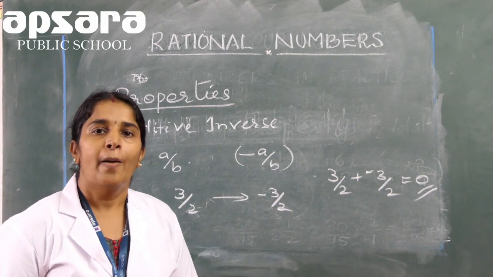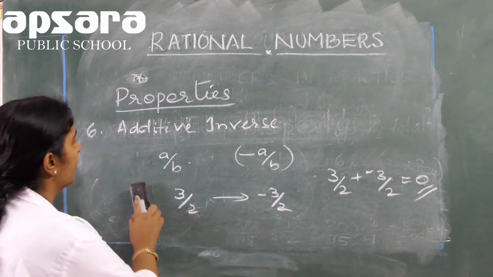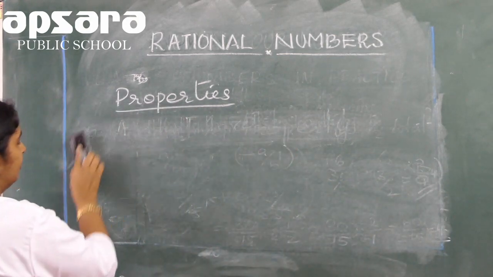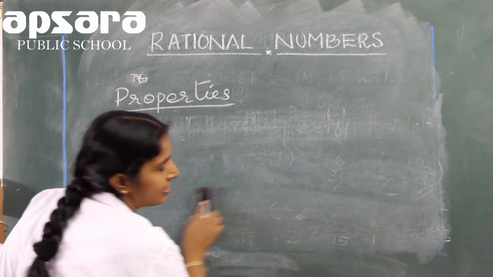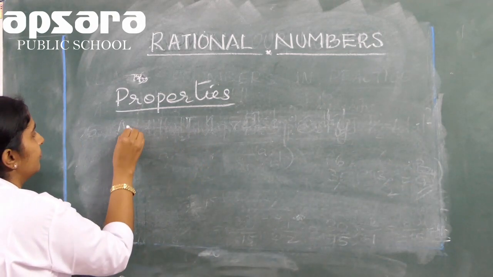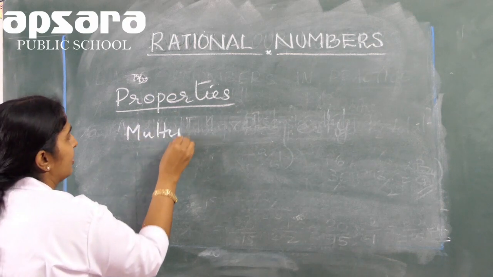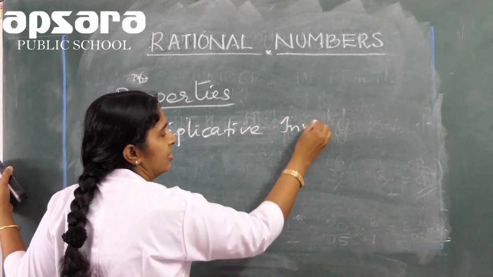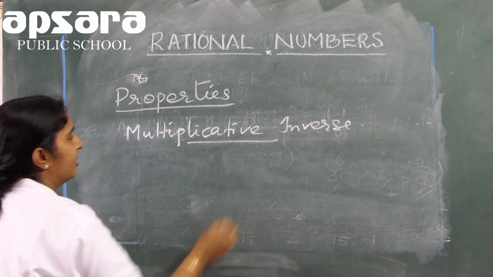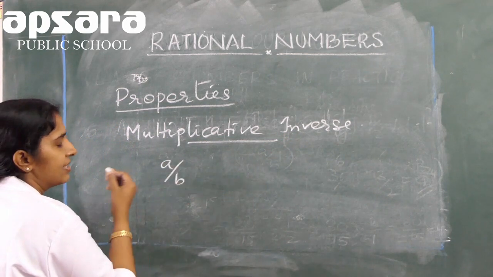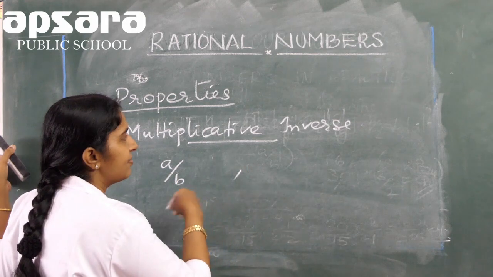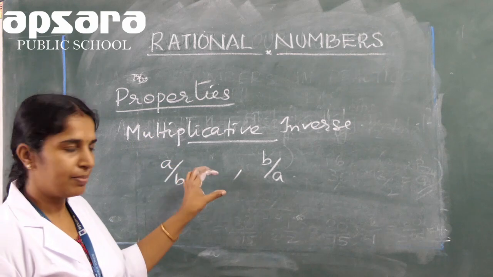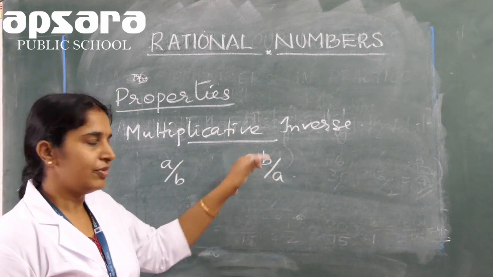Next one is about multiplicative inverse. Multiplicative inverse is also known as reciprocal. Do you know how to find out the reciprocal of a rational number? Yes. Multiplicative inverse, or reciprocal you will say. If a by b is a rational number, then its multiplicative inverse is b by a.